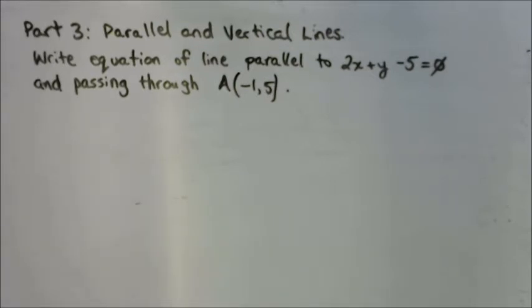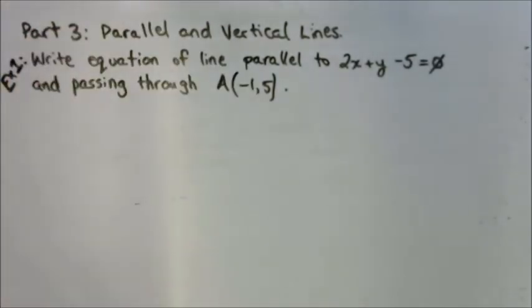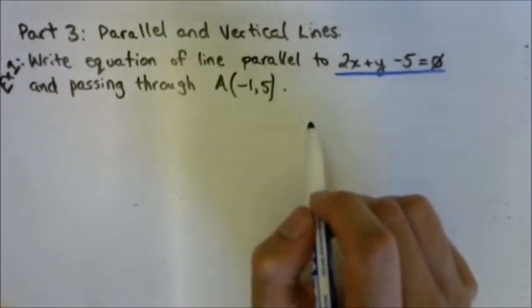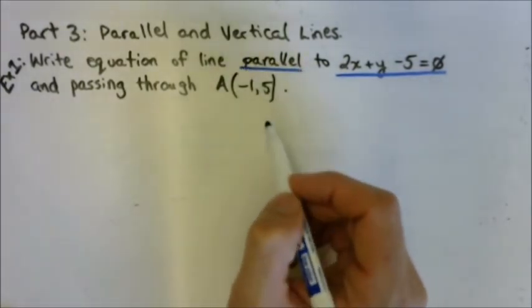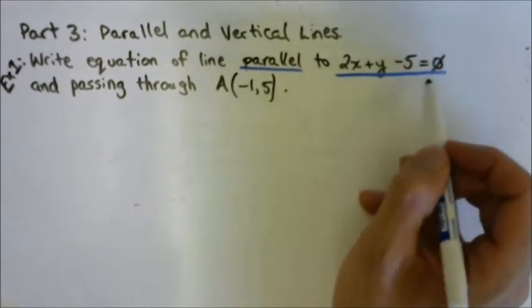The first example that we have here in part 3, I'll just write example 1 here for us, is to write the equation of the line that is parallel to 2x plus y minus 5 equals 0, and passing through the point A at negative 1, 5. Now the line that they've given us is in standard form. In order to decide if the line is parallel, I need to know what its slope is. Now this doesn't give me its slope. It gives me pretty close to its slope.